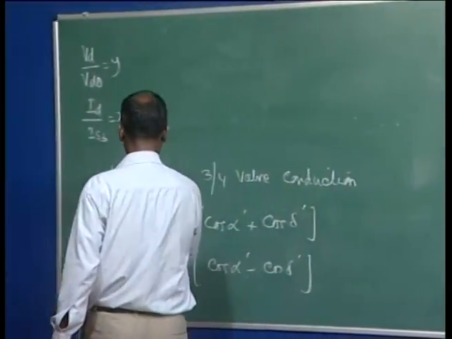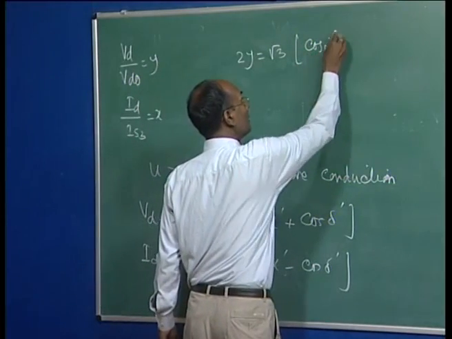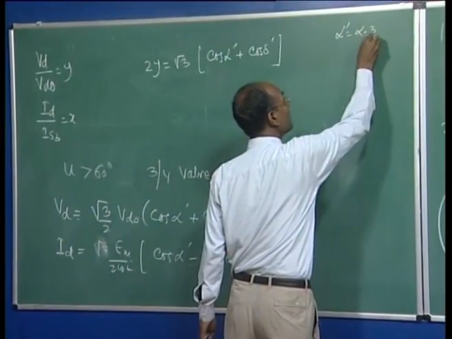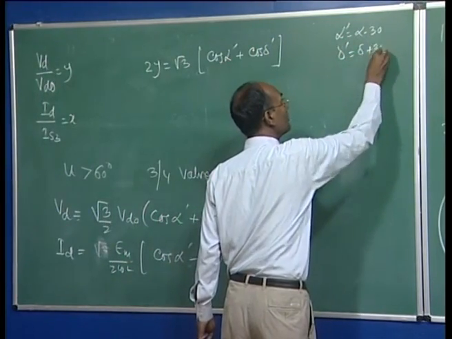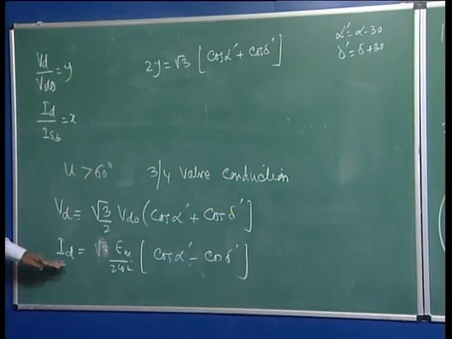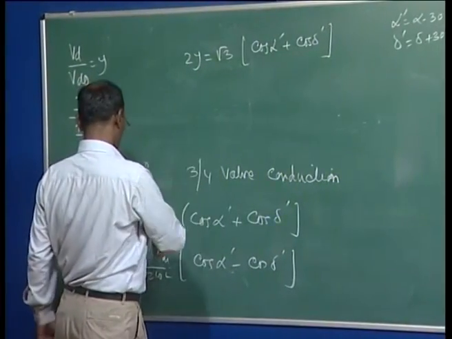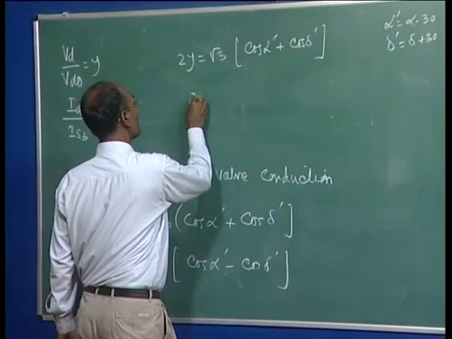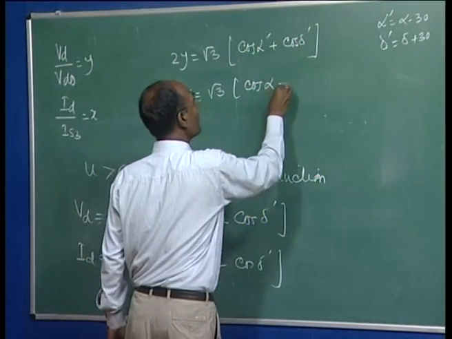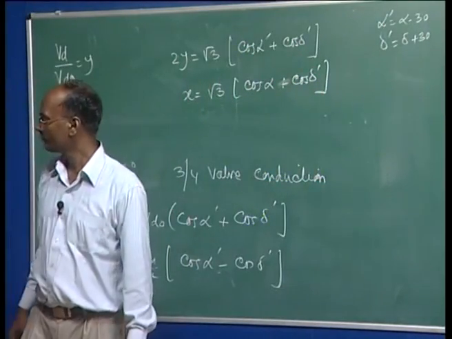You will see here we are going to have twice y equal to under root 3, cos alpha prime plus cos delta prime. We know that alpha prime is nothing but alpha minus 30, and delta prime is delta plus 30. Already we have derived this equation. Corresponding to this, the under root 3 term is only missing. So, we are having x equal to under root 3, cos alpha prime minus cos delta prime.